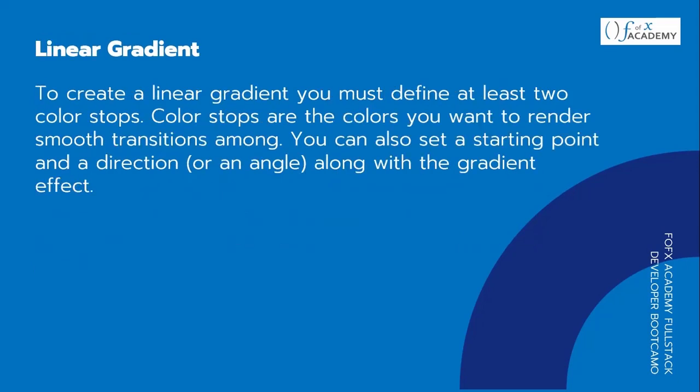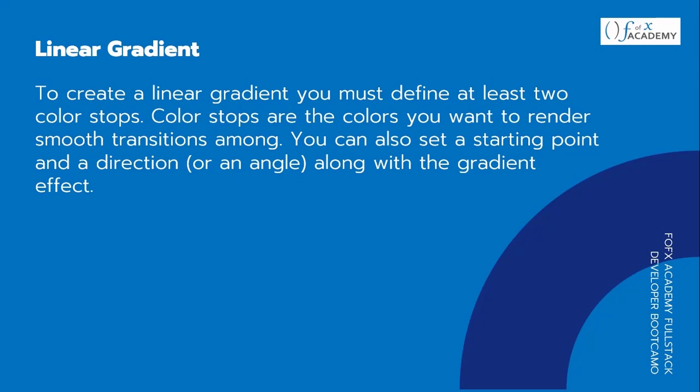So to create a linear gradient, you must define at least two color stops. Color stops are the colors you want to render smooth transitions among. You can also set a starting point and a direction or an angle along with the gradient effect.